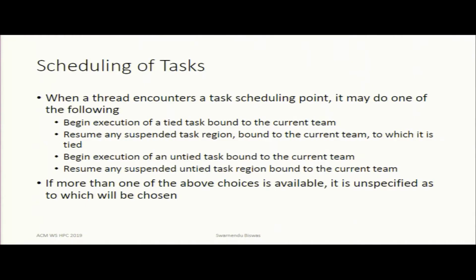So one possibility is it can begin execution of a tied task bound to the current team, or it can resume any suspended task, any task that was already suspended. It can try and resume executing it. Then there is also a concept of an untied task, which we'll just briefly discuss. So it can try and begin execution of an untied task. It can try and begin or resume execution of a suspended untied task. These are almost symmetric. Clear? And if more than one of the above choices is available, it depends on the implementation, the compiler developers, the LLVM, the OpenMP runtime developers to implement some priority amongst these.